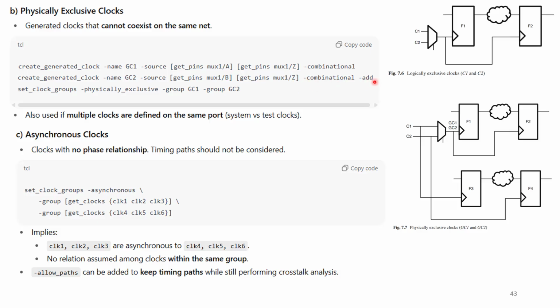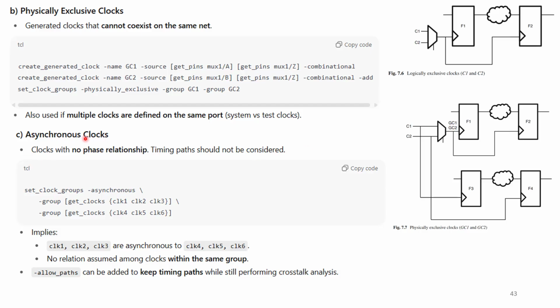Hyphen combinational and hyphen add are the switches that you need to use when two generated clocks are present on a single net. Now you have to tell that GC1 and GC2 are physically exclusive. So set_clock_groups hyphen physically_exclusive hyphen group GC1 and GC2. So these two are physically exclusive.